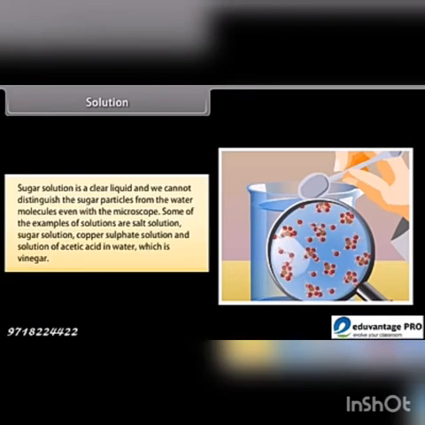Sugar solution is a clear liquid, and we cannot distinguish the sugar particles from the water molecules even with the microscope. Some of the examples of solutions are salt solution, sugar solution, copper sulfate solution, and solution of acetic acid in water, which is vinegar.